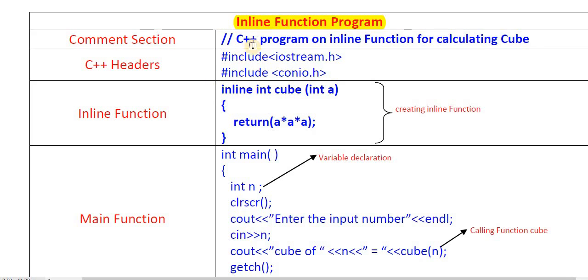So how to start an inline function program? First we have to write the C++ headers. In every program these headers are used. After that we have to create an inline function with the inline keyword, data type, function name, parameters, and this is the body of the inline function, return a into a into a. So this is the complete inline function.